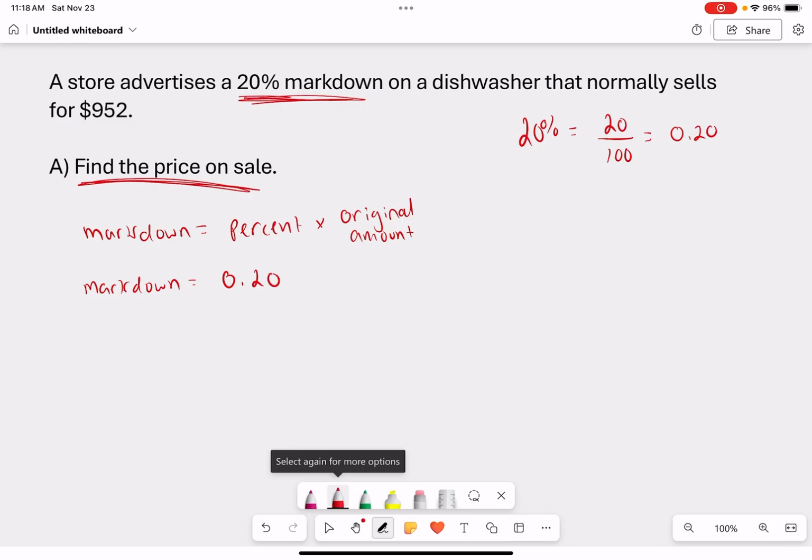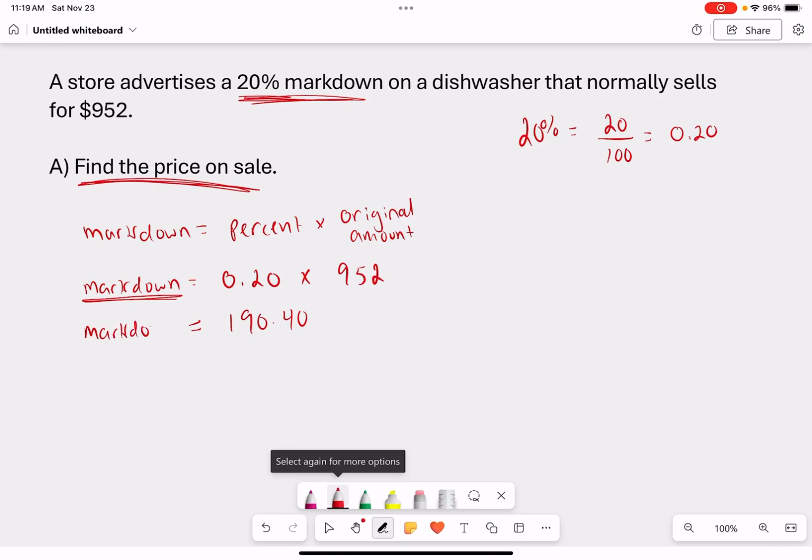Okay, so now we have written our percent, and now all we have to do is multiply by the original amount. And of course, the problem tells us that it normally sells for $952. That is the original amount that the dishwasher sells for. Now, really quickly, the markdown is actually not the final price. It's just how much it's marked down by. So if we get our calculators and we do 0.20 times 952, it'll give us $190.40. That is the markdown.